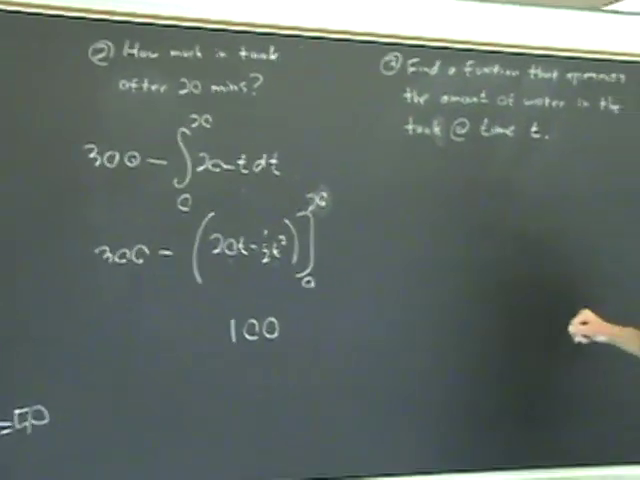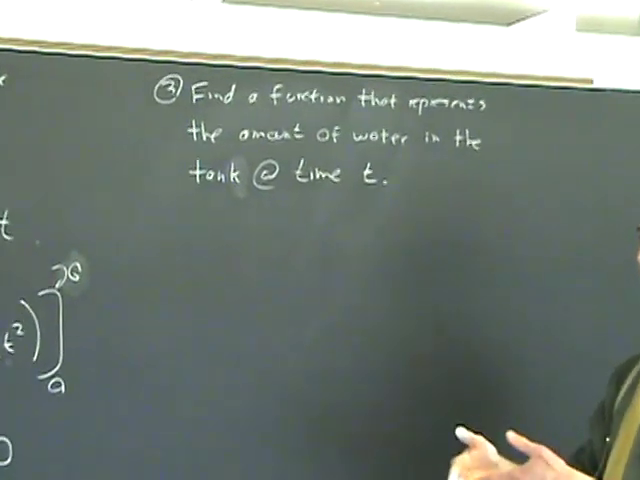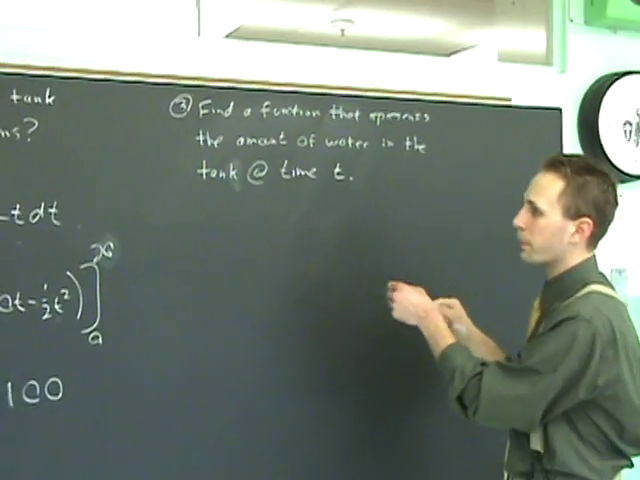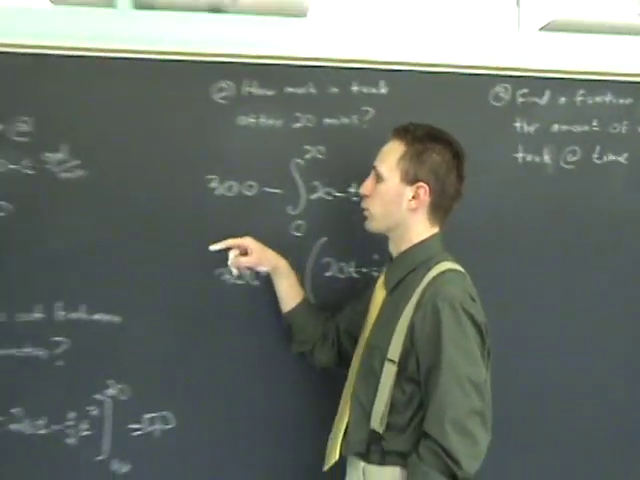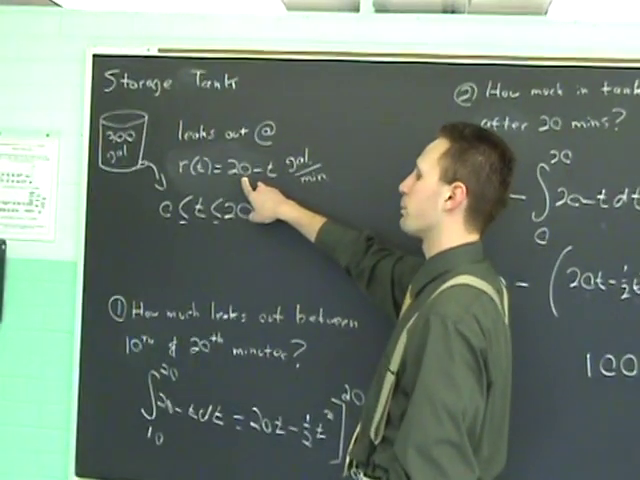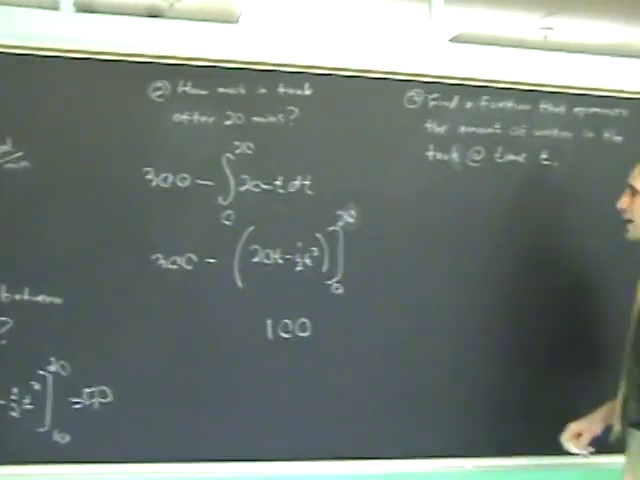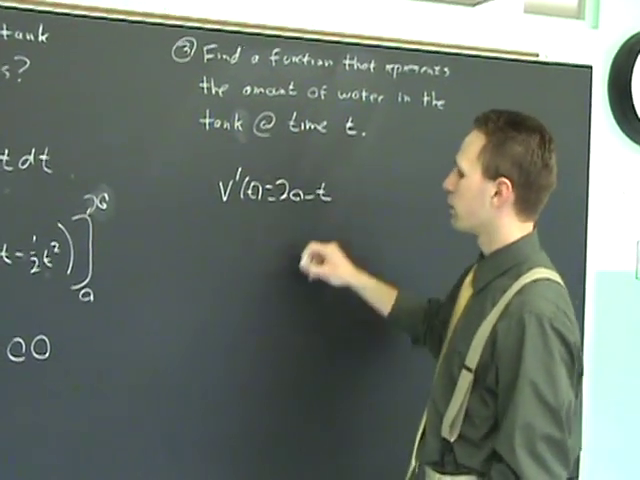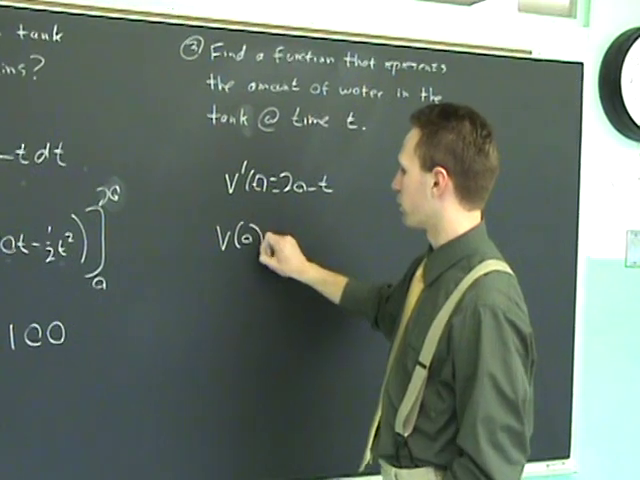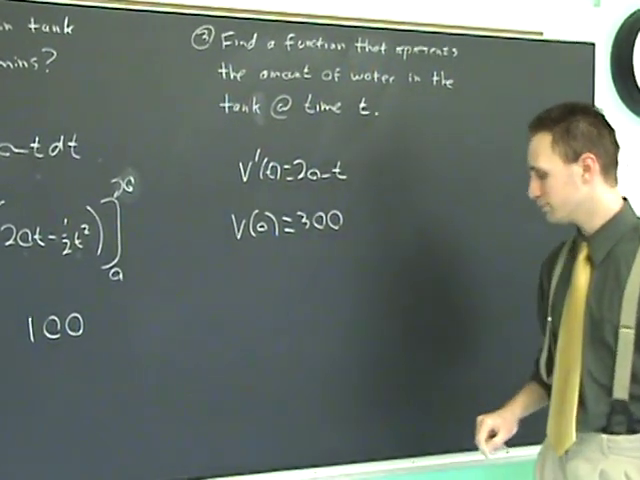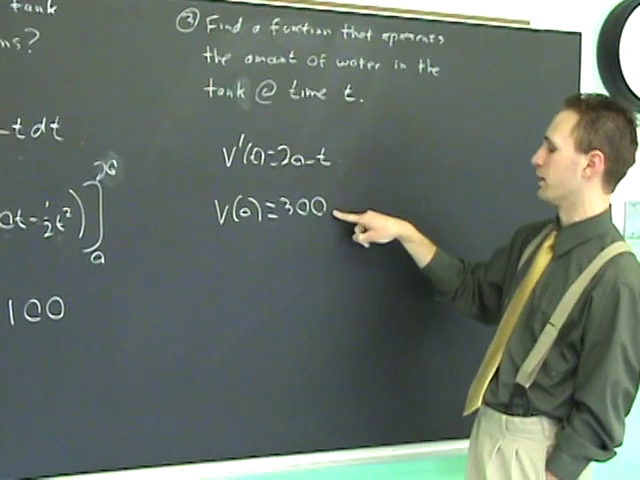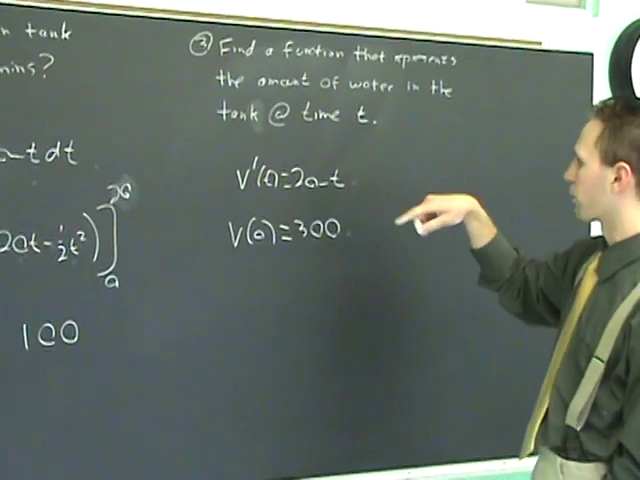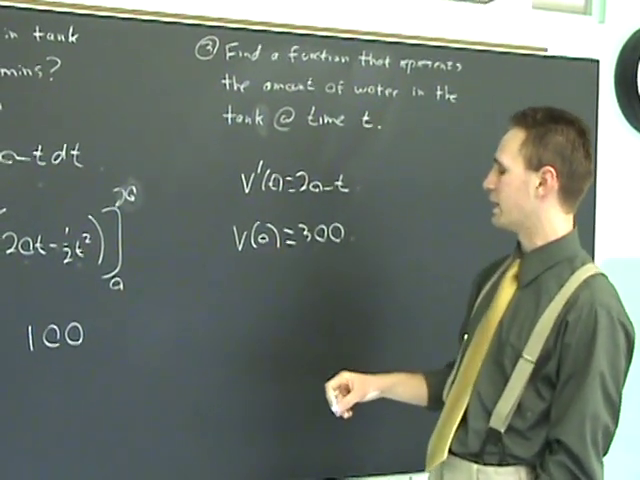Okay, finally, what is the function that actually represents the amount of water in the tank? You can interpret this in two ways. You don't know what the function is, but you can find it because you know its derivative, the rate of change of the number of gallons, is 20 minus t. So you could look at this as an initial value problem, like v prime of t is 20 minus t, with the initial condition v of 0 is 300, right? Here's the rate of change, here's the initial value, and you could solve this like you would any other initial value problem. The way to do it is to write it as a function defined by an integral, right?